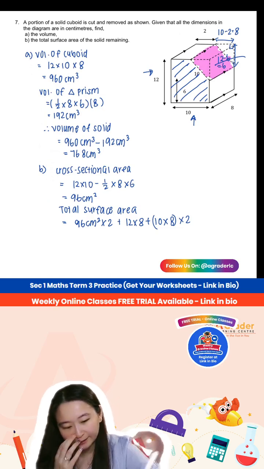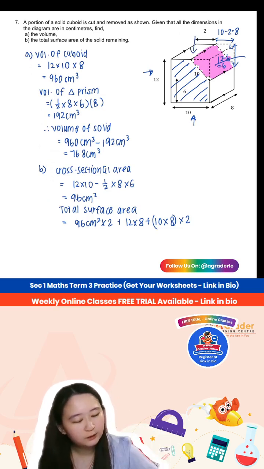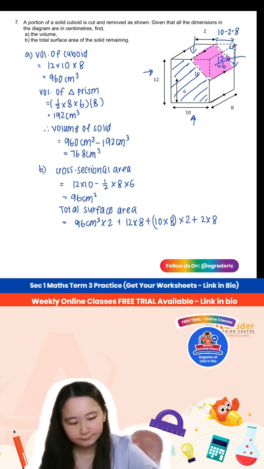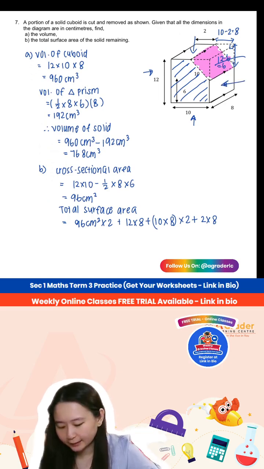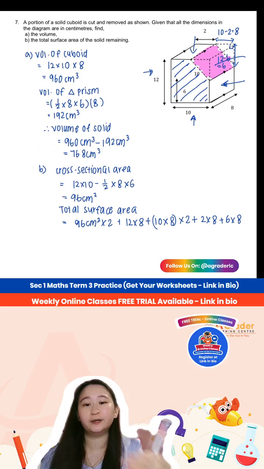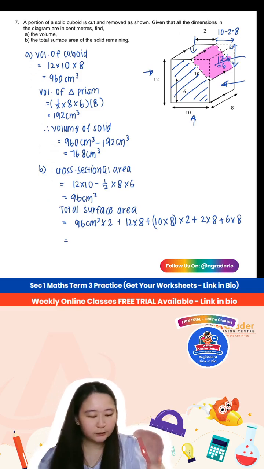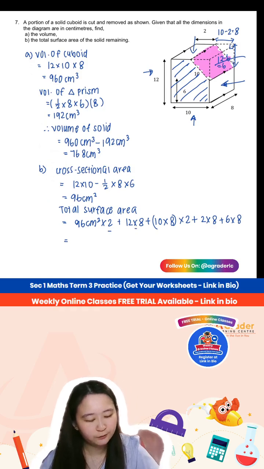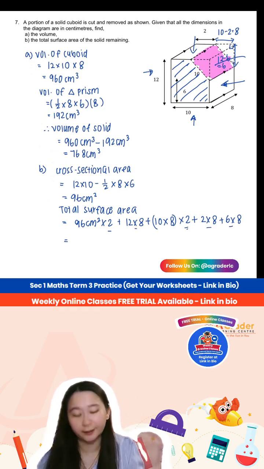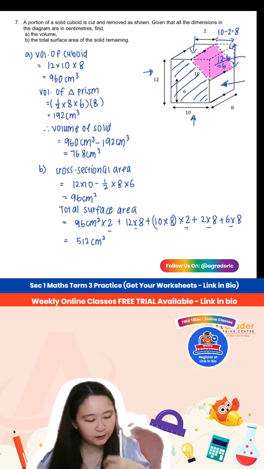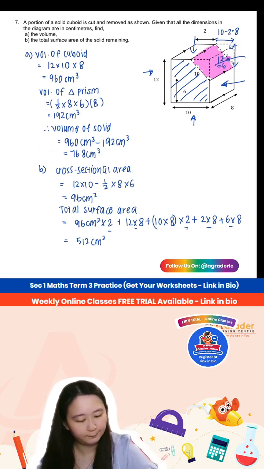Okay, next we have this portion here on top. The top will be 2 times 8. The side here will be 6 times 8. Okay, the front and back we have already calculated. So you just make sure you have 1, 2, 3, 4, 5, 6, 7 faces in total. Then add them up, you should get 512 cm squared.